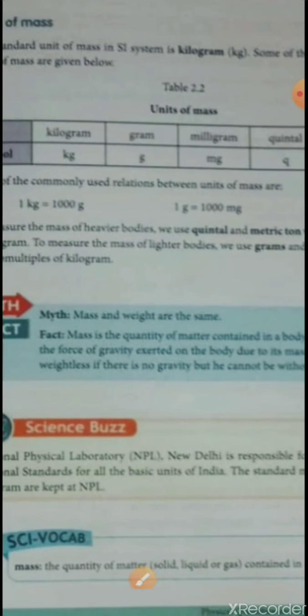These are the smaller units compared to kg, and these are the bigger units compared to your kg system. So these are the units which you'll be using with your mass. And here you will find a myth is given. It states that mass and weight are the same. As I told you, they are not the same quantities. Mass and weight are entirely different quantities. They are not the same.